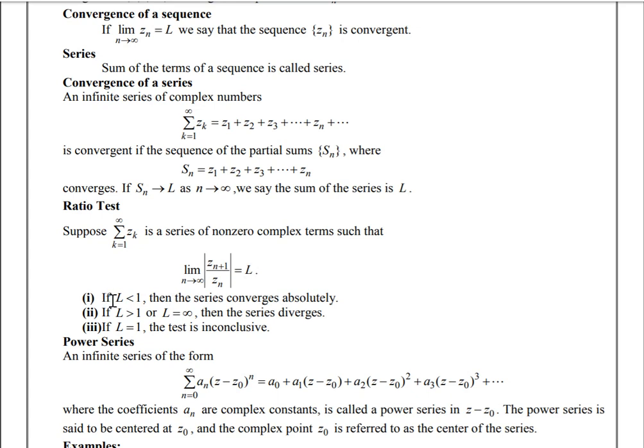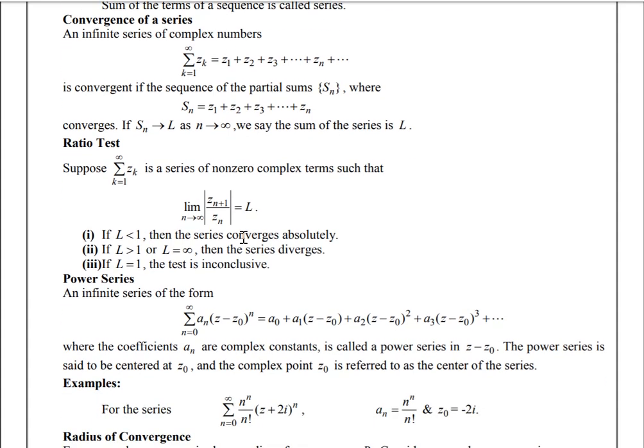If this L is less than 1, then the series converges absolutely. If L is greater than 1, or infinity, then the series diverges. If L is equal to 1, this test is inconclusive. That means if the ratio limit is 1, we cannot say anything about whether the series converges or diverges. This is the ratio test, by which we can check whether our series is convergent or divergent.